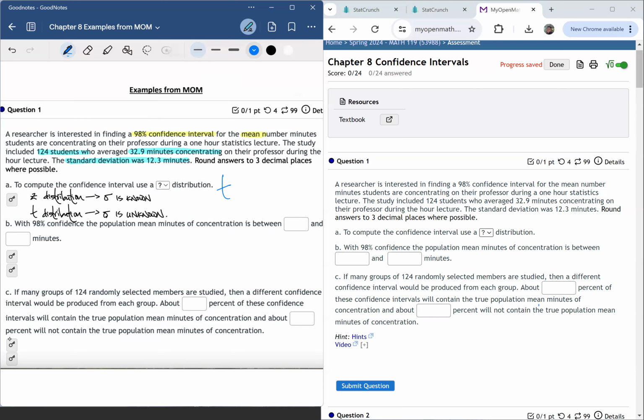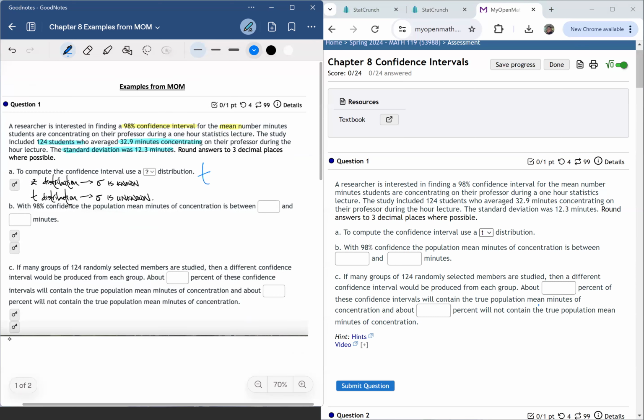Okay. And that's why when I was using StatCrunch earlier, I said t distribution. I didn't choose the z distribution. Okay. All right. I can go ahead and type that in here too for right now. Okay. Look at part B. With 98% confidence, the population mean minutes of concentration is between something and something.